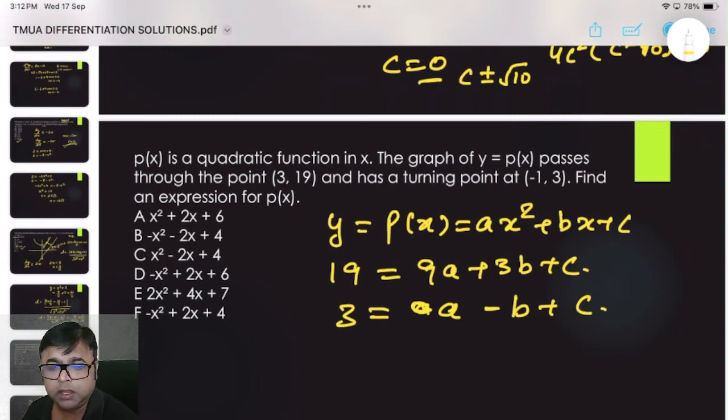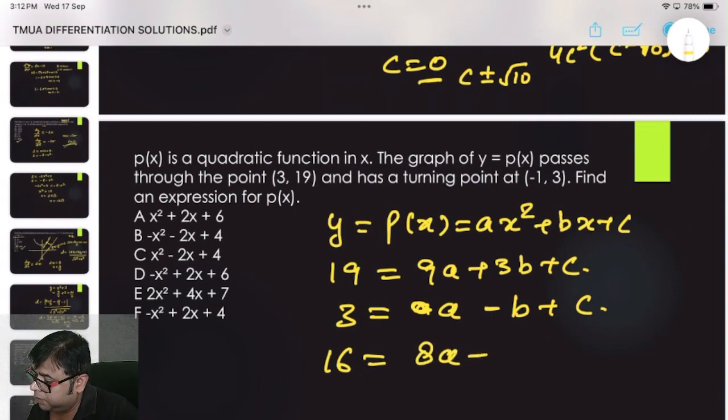So I have two equations and three unknowns. So I need to know one more relation. And how can I do that? So I know that the minimum point is minus 1, 3. If I subtract, I can eliminate c, so it will be 8a plus 4b.